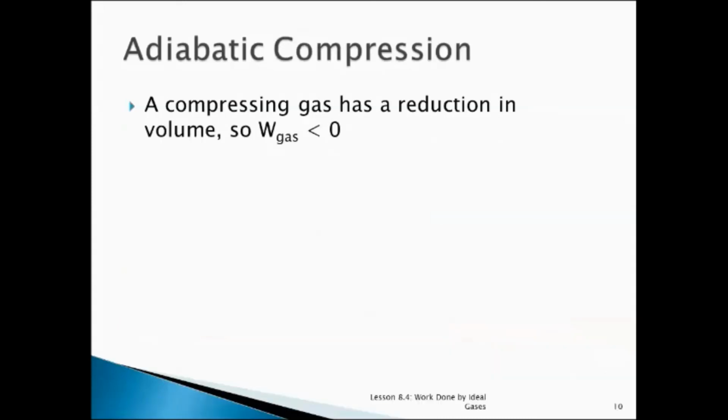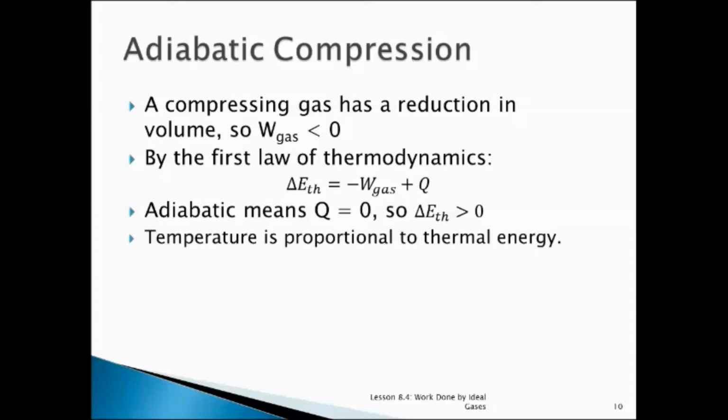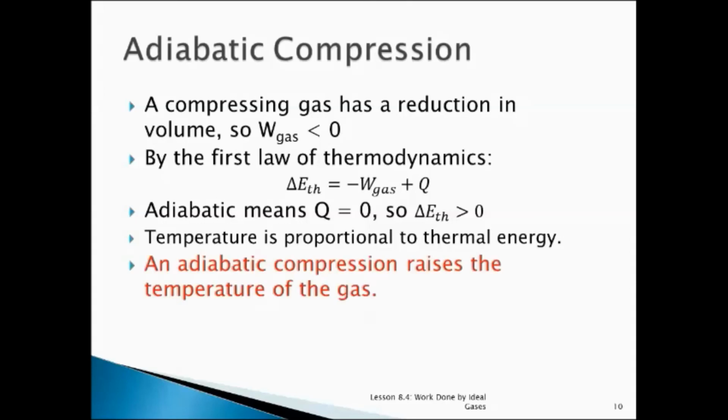The opposite, when we have adiabatic compression, that means the gas is getting in a smaller volume. Since the volume is getting smaller, the work done by the gas is going to be negative. By the first law of thermodynamics, we can take this equation. Remember, this work done by gas is negative, and in this equation we multiply it by -1, so that's going to end up being positive. And Q is 0. That means that these two numbers added together, the change in thermal energy is going to be a positive value. Since the temperature is proportional to the change in thermal energy, that means that an adiabatic compression raises the temperature of the gas.